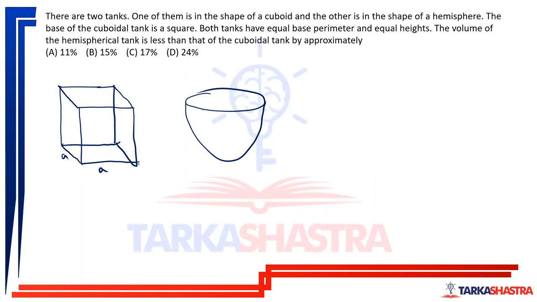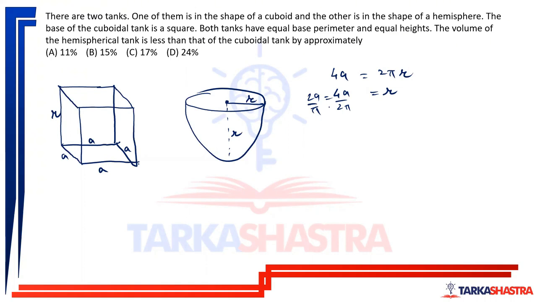So let us say this is R. So this is 4A. Base perimeter is equal to 2 pi R. Both the tanks have equal base perimeter and equal heights. So the height of the hemispherical tank is R only, so here also the height will be R only. R is equal to, क्या आ जाएगा फिर, 4A upon 2 pi, that is 2A by pi. Okay, we have this much.